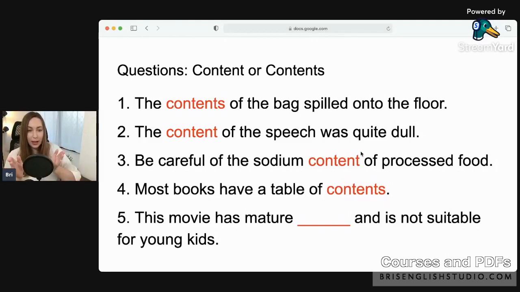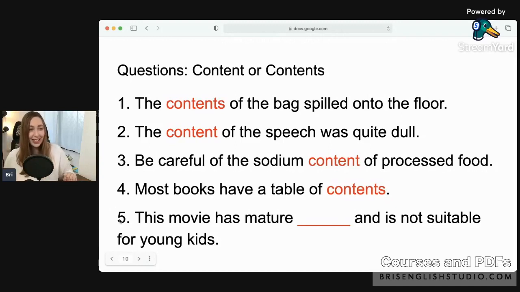We are talking about a specific page in a book that most books have. Most books have a table of contents. It shows you what page number every chapter is on and maybe a little information about each chapter or section of a book.